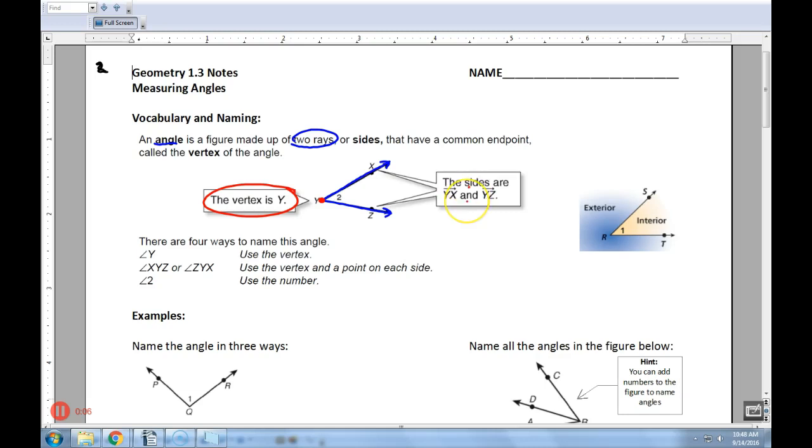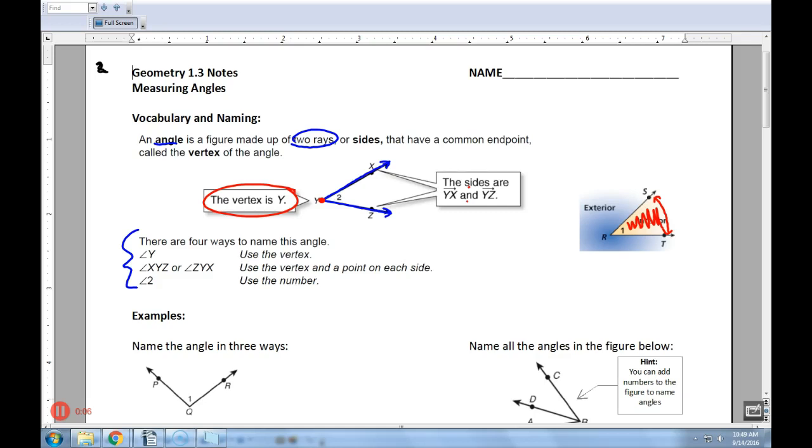The sides here, the rays, are actually called the sides, and then the figure over to the right shows that the interior is what's inside here between the two rays, and then the exterior is everything else out here on the outside. We normally always worry about the interior of the angle. We don't focus a lot on the exterior. The big part from this section, though, that you need to get is there are four ways to name the angle.